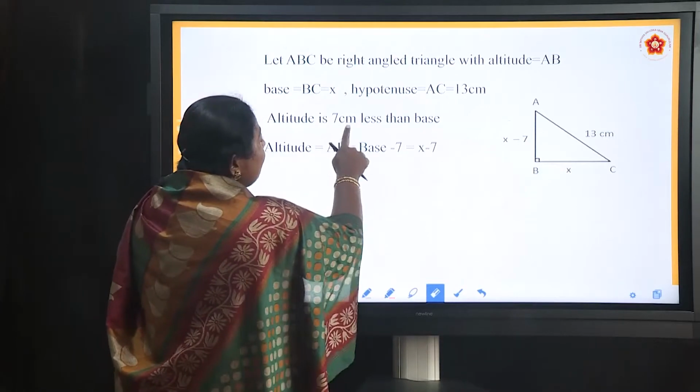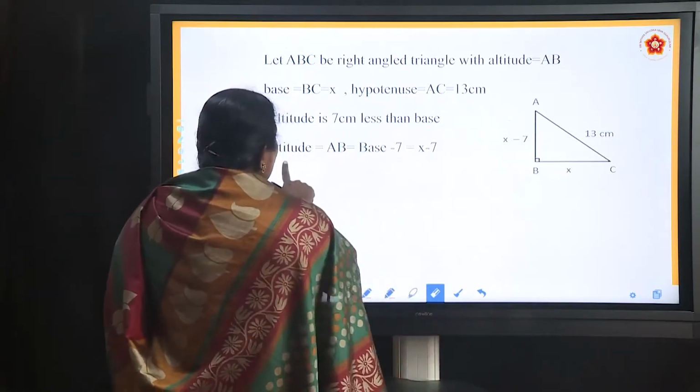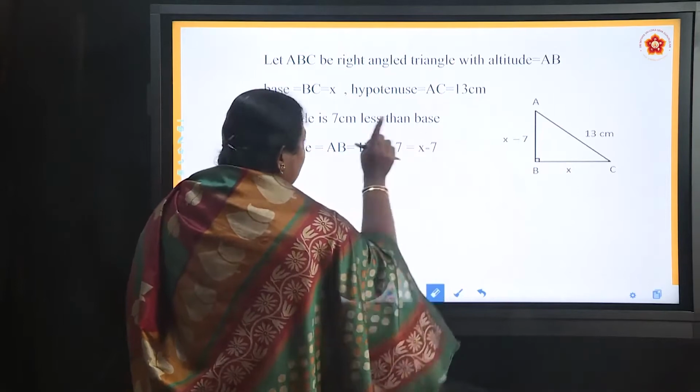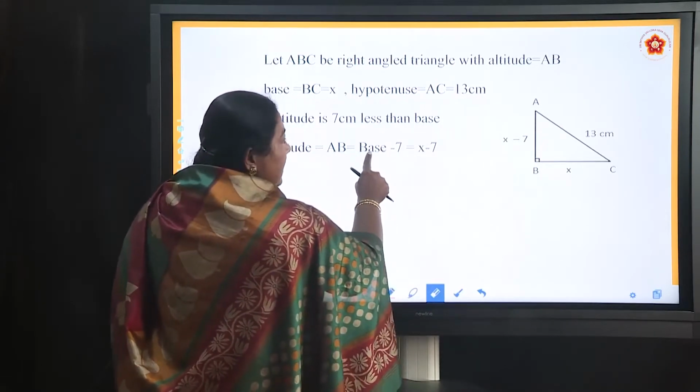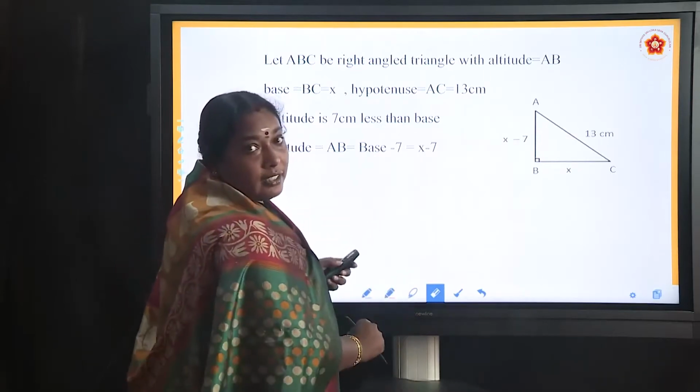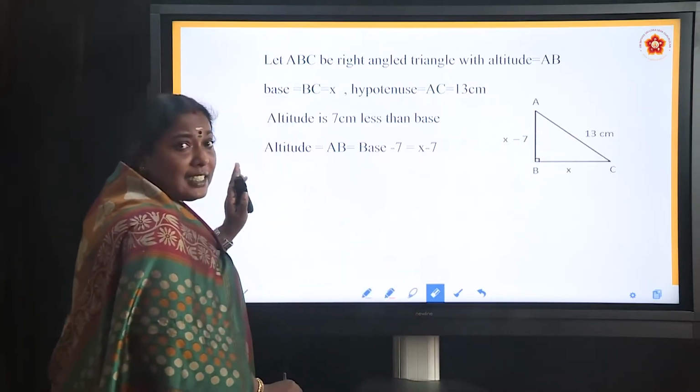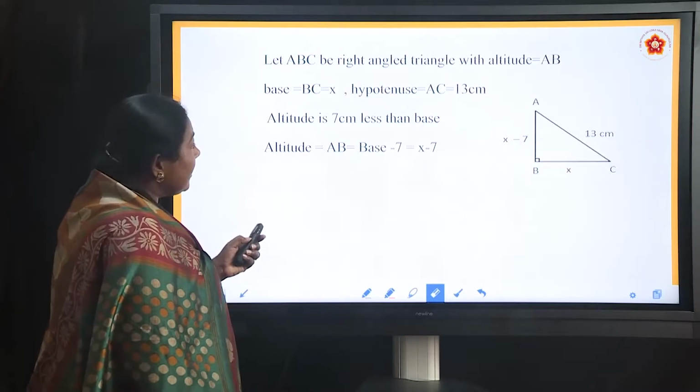So altitude is 7 centimeter less than the base. Altitude is AB as per the figure. AB is equal to base minus 7. So base is x, x minus 7. Everything is given. So we are writing the given one.